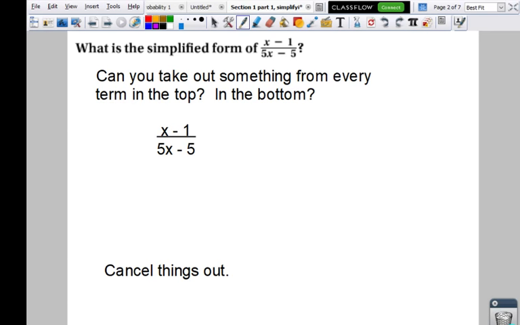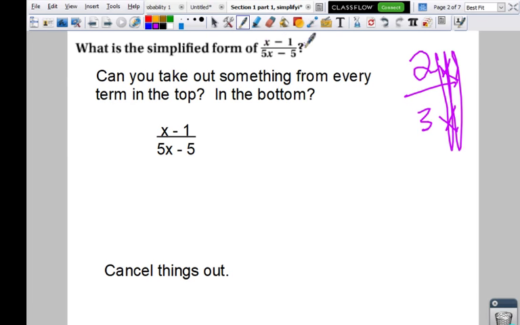Alright, so what we're going to work on is simplifying some polynomial fractions. Hey, you guys already lost your Chromebooks, don't make any more. Okay. So we're going to find the simplified form of x minus 1 over 5x minus 5. What we want to do is cancel things out as much as we can. It's like if you have a fraction like 2x over 3x, the x's cancel out, right? Because x over x cancels out. It's the same kind of idea, but we have to be careful.